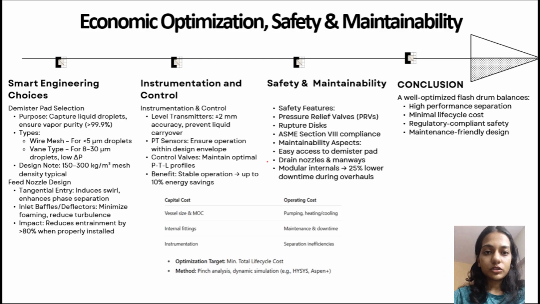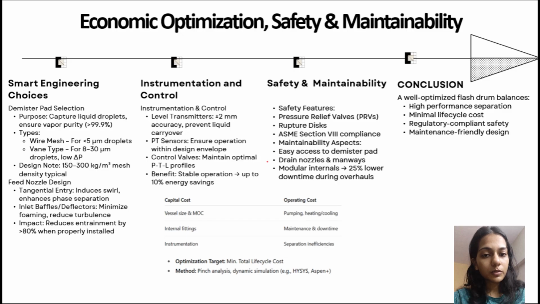So hello, this is Krishna. The last slide highlights how efficiently a flash drum design balances performance, cost, safety and maintenance. Choosing the right demister pad as well as the right nozzle design is very important and reduces the entrainment losses by over 80% and improves the vapor purity to above 99.9%. Accurate instrumentation enables stable, optimized operation and can save up to 10% energy.